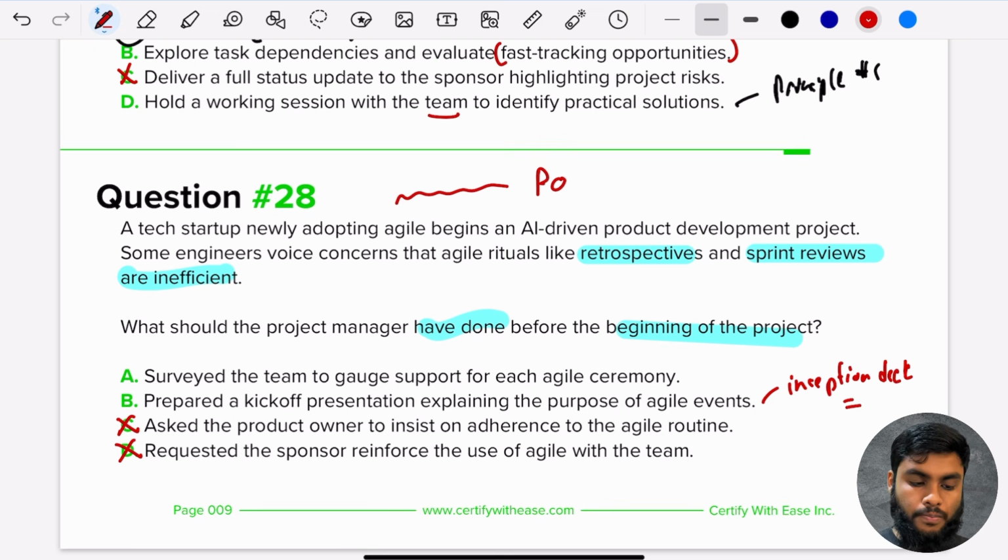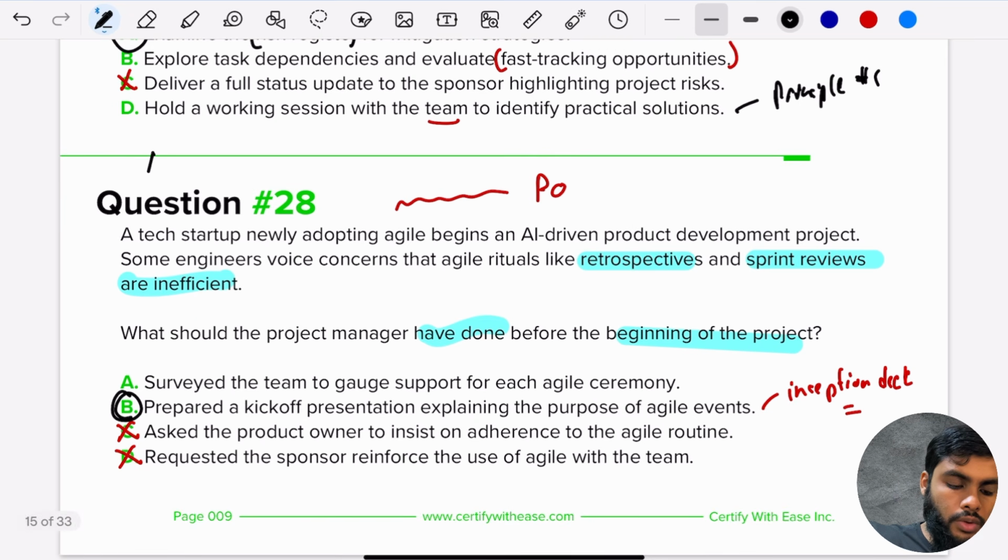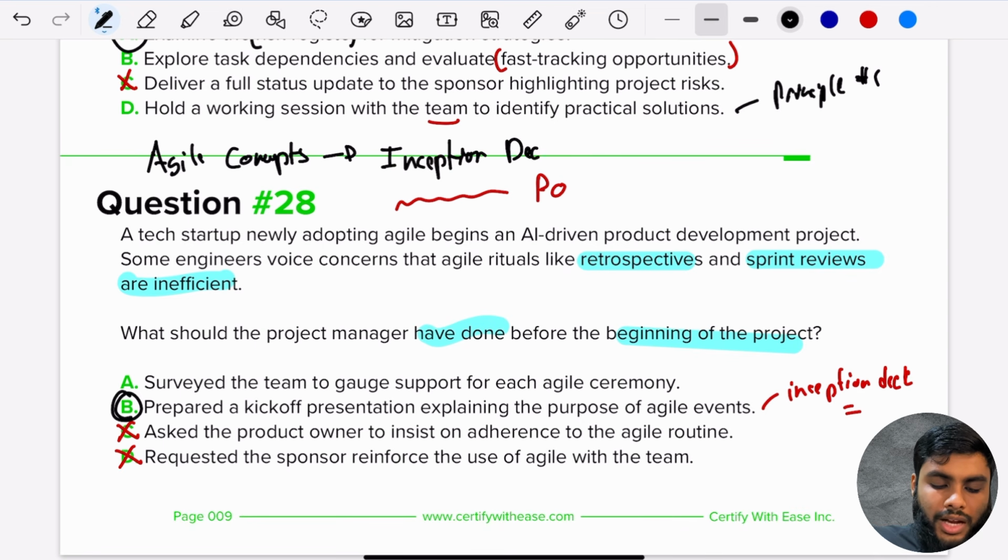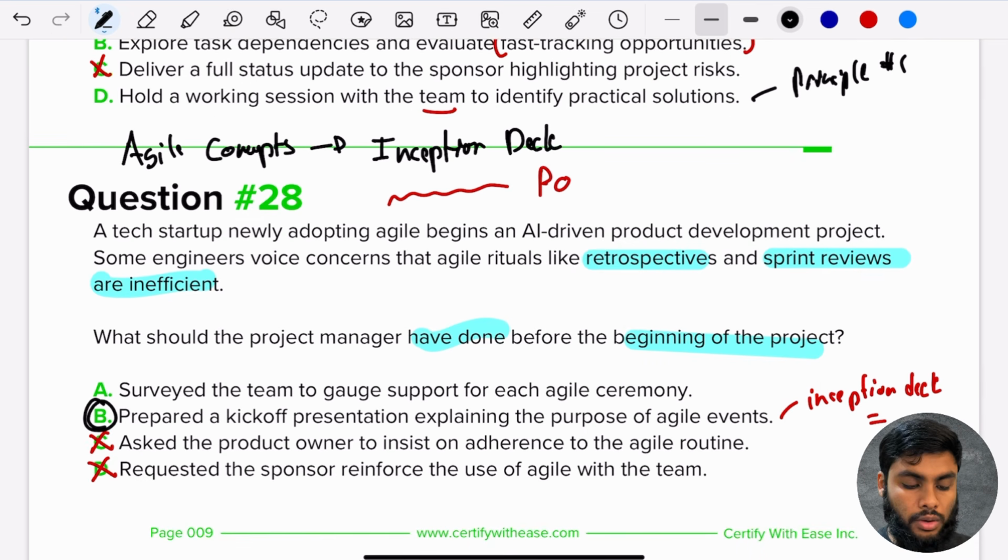We're left with A and B. Okay. Now, this is going to be one of our principles over here. I don't remember the number, but when you are introducing Agile concepts, you want to introduce them in a very gradual way. So you might want to use an inception deck to get everyone familiar with what Agile is, why the retrospectives are important, why sprint reviews are important. That's what the project manager should have done. So the best answer here is going to be B.